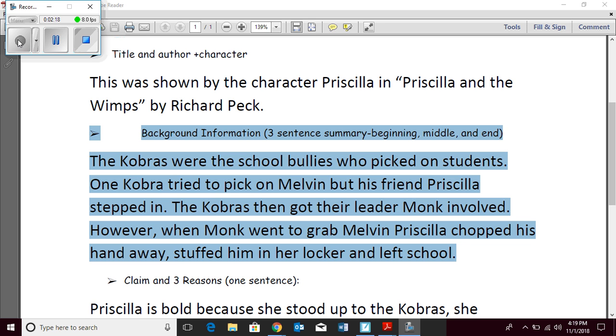Now we're going to go back to our model with Priscilla and the Wimps, and we're going to look at the next section, which is to include background information. Basically, it's a 3-sentence summary, making sure that you're including the beginning of your story, the middle of your story, and the end of the story.